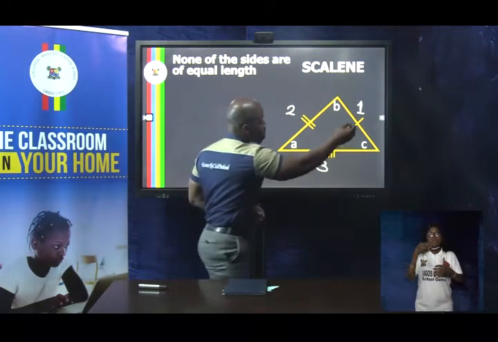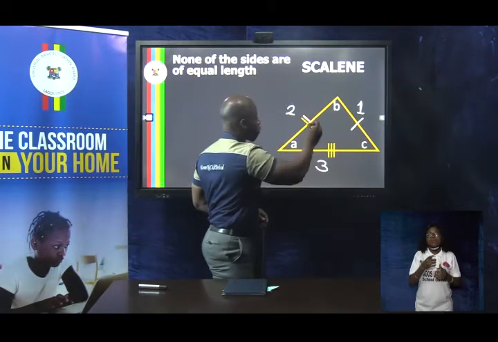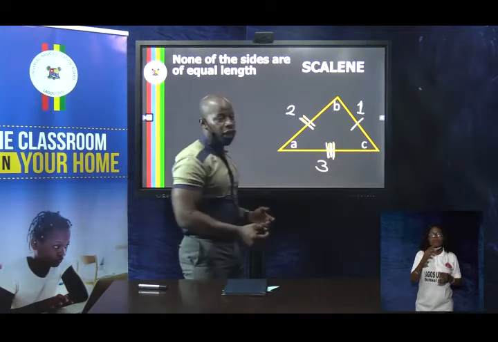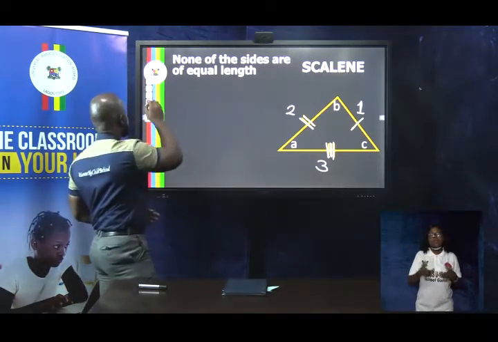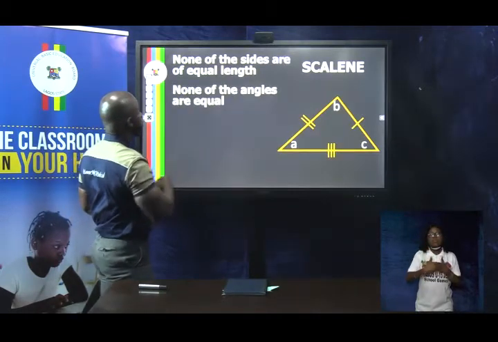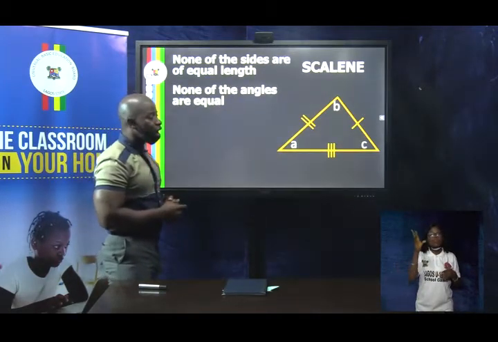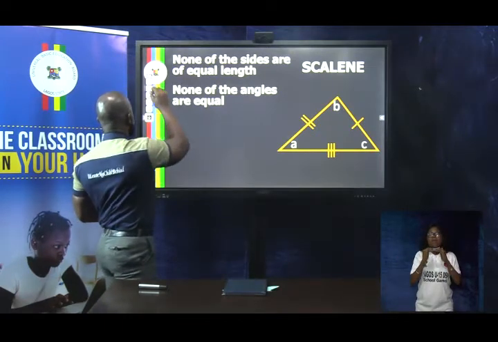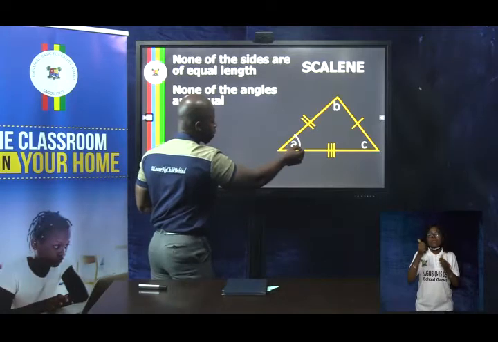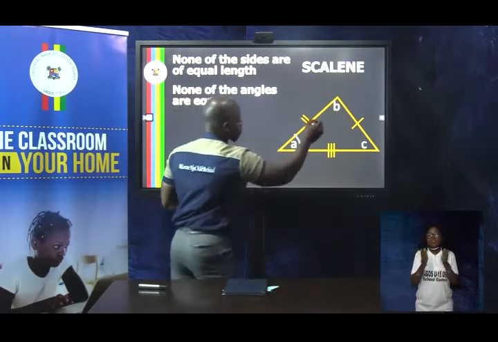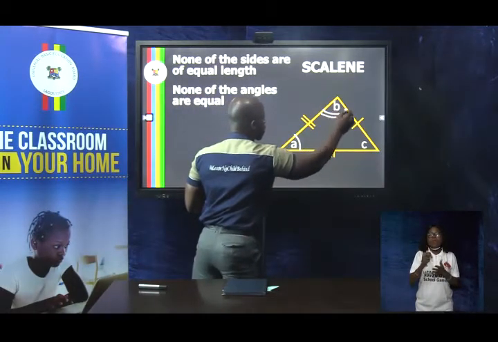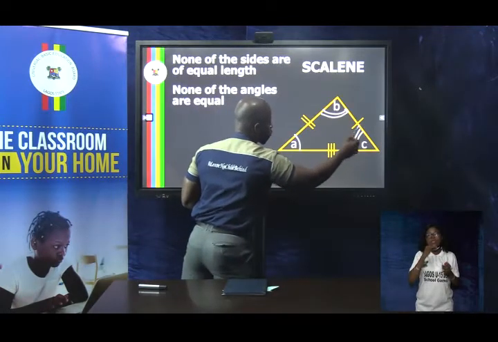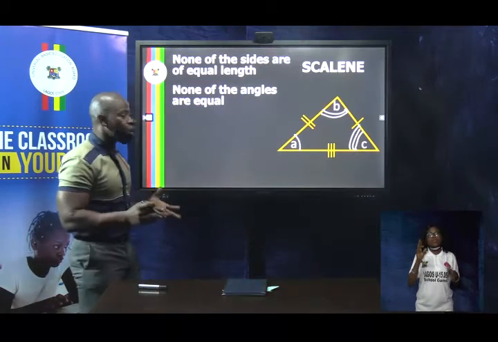And so I have this single marking for side 1, double marking for side 2, and these triple markings for side 3. Let's look at the next property. None of the angles are equal. Obviously, this angle is the smallest of them all. This angle is the next smallest one. And this angle will be the largest one. So none of the angles are equal.